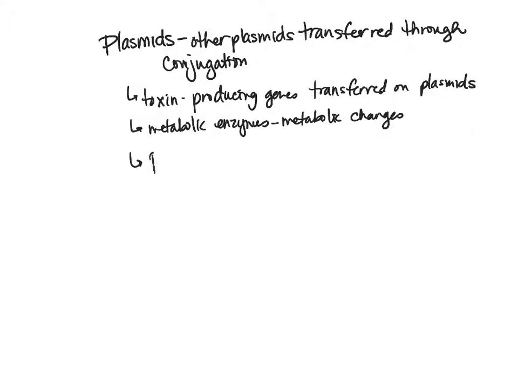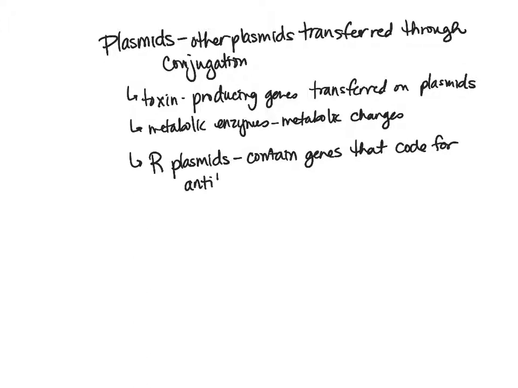Then we also have R plasmids. R plasmids are specific to antibiotic resistance, and that's what the R stands for. The R plasmids are plasmids that contain genes that code for antibiotic resistance.